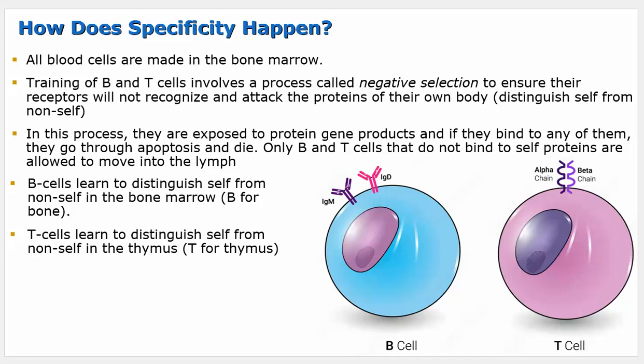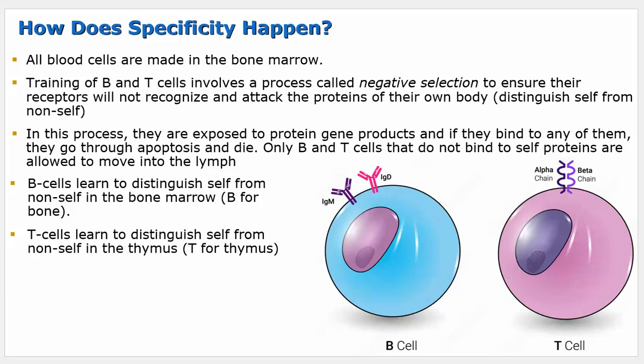It seems tedious, but in that process, they're exposed to protein gene products. So your genes make proteins, and then you have all of these different proteins that are made, and these newly formed B and T cells will then be exposed to these proteins that are in your body. So it kind of tests them. It says, okay, what do you think of this one? And if the B cell or the T cell binds to it, then it dies. That's it, because it's not allowed to bind to self proteins. So only the B and T cells that don't bind to any self proteins during this training period are allowed to move on into the lymph.